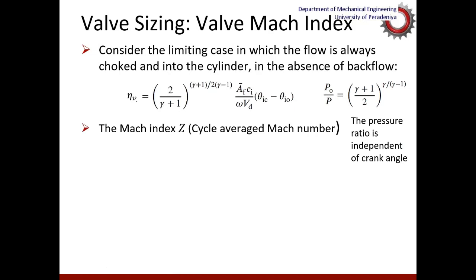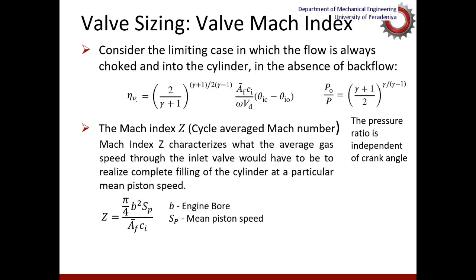And to further look into this, we define the Mach index, that is the cycle averaged Mach number. The cycle average Mach number characterizes the average speed of intake gas required in order to fill up the entire cylinder under a particular mean piston speed. So we could represent Z like this. Again, this is a Mach number based on average quantities. So the speeds that we use are average speeds.